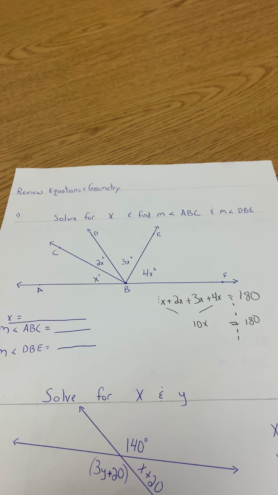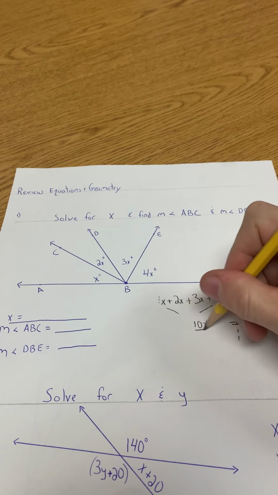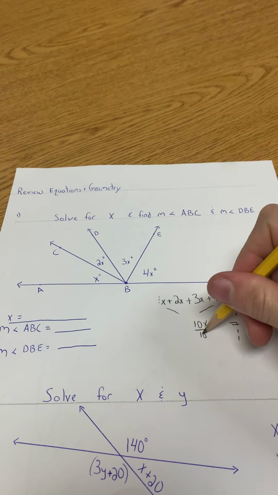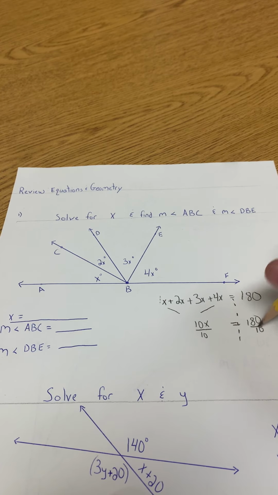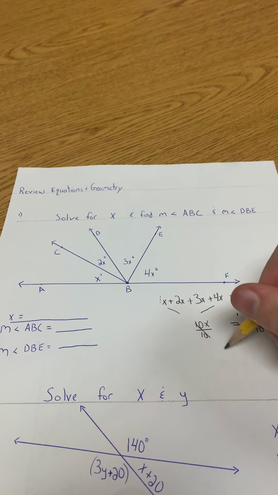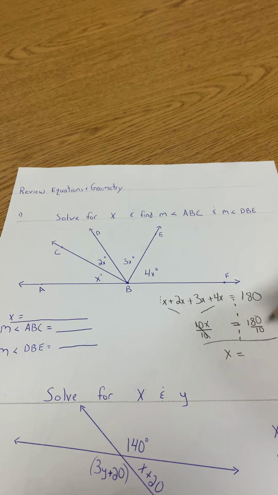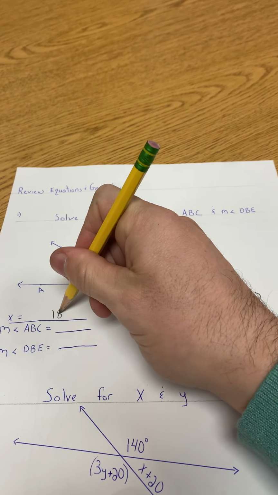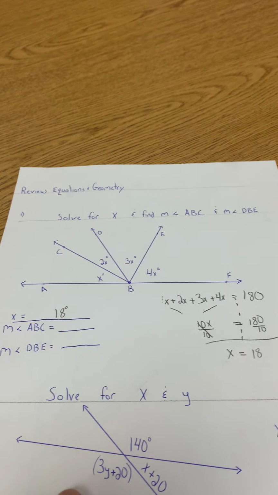That's combining like terms on the same side. Now we're trying to isolate the variable, which means we're moving something to the other side. Inverse operations. Inverse of multiplication is division. 10 divided by 10 is 1. 1 what? 1x. 180 divided by 10 is 18. So notice how here it has x degrees. I'm looking for x. Well, that's 18 degrees.